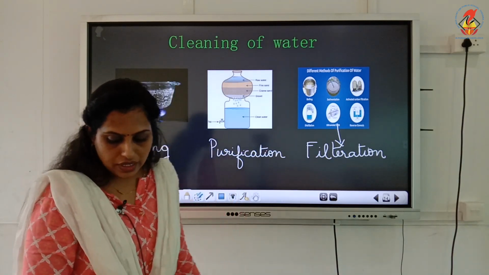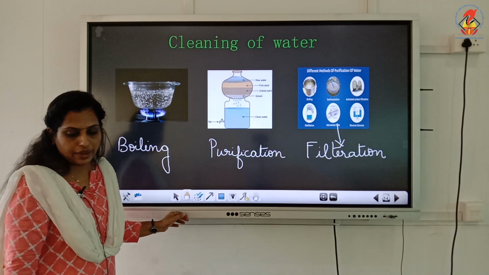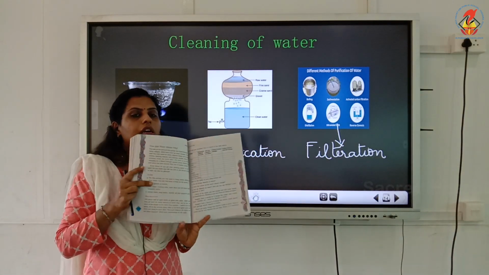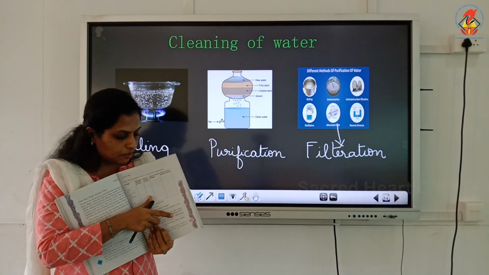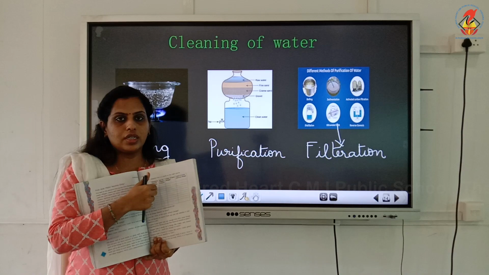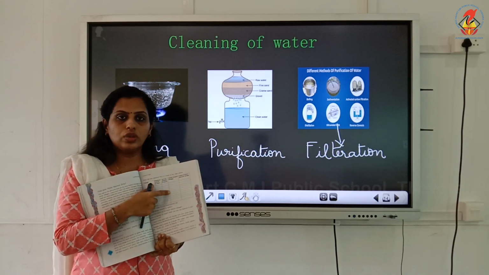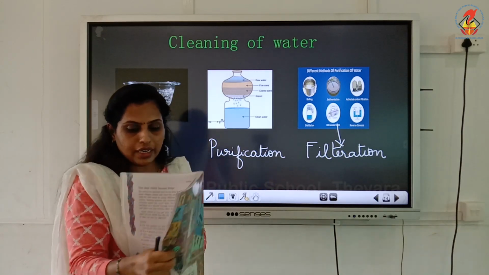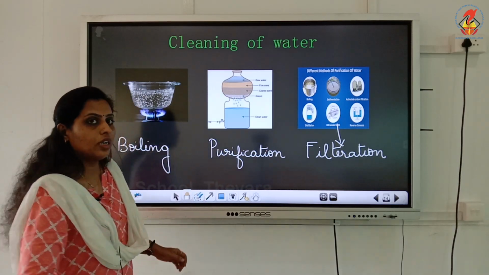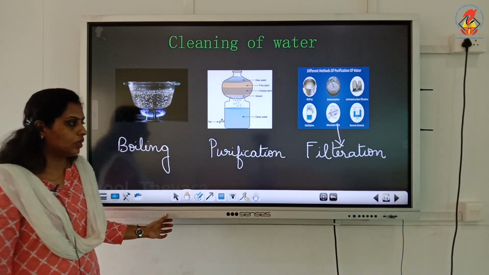Okay, there are different methods of cleaning water. You have an activity in page number 1111. They have given you different names of things. They asked you to do an experiment on page number 1111 and fill the boxes here. So try to do this when you come for your online classes. And with this, I hope you have understood the topic we have covered today.